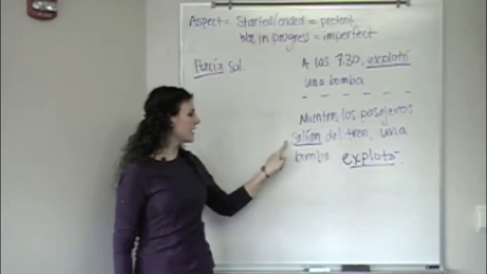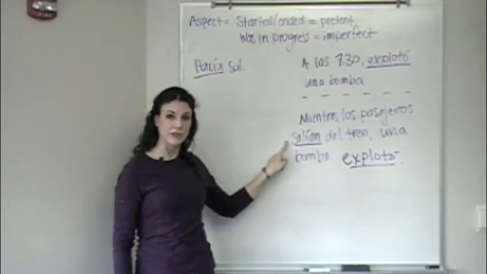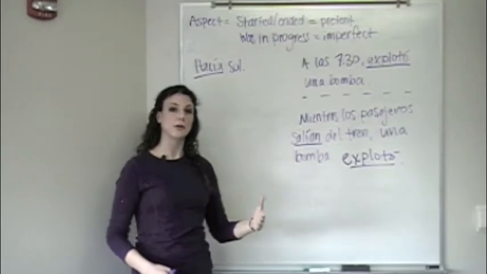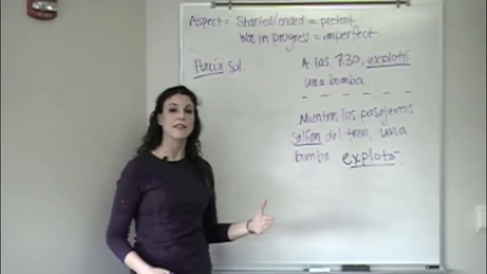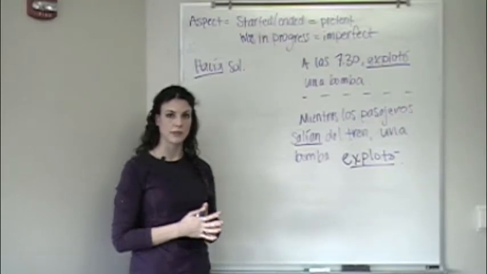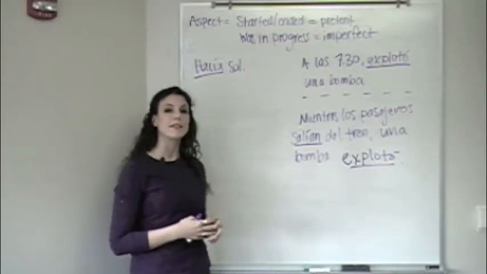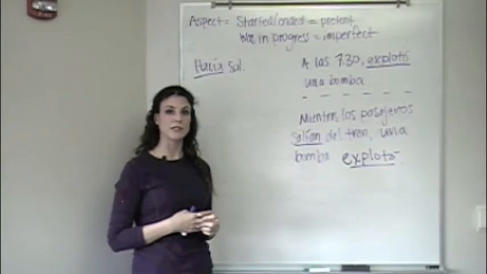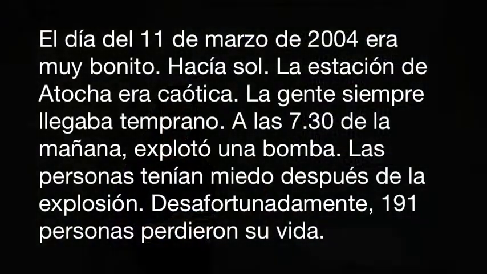Los pasajeros salían del tren is in the imperfect, which suggests that their leaving the train was an action in progress. They were in the middle of leaving at the time the bomb exploded. We can also combine the example sentences from the previous imperfect and preterite videos to tell a story. Let's have a look at a paragraph.